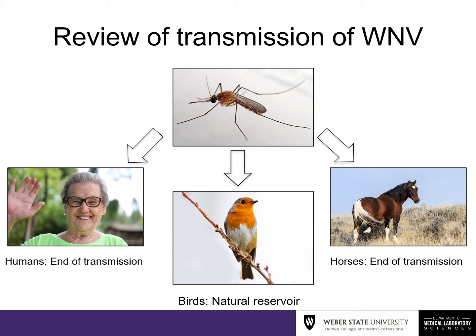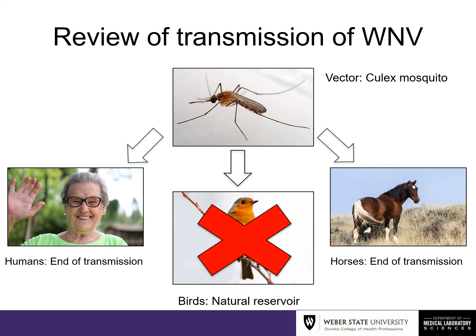So the infected mosquito will feed on the blood of birds, and then the infected birds are considered to be the natural reservoir of West Nile virus. However, the birds will die from this virus, so the mosquito moves on to feed on the blood of horses and humans, and then they are infected too. However, they are considered to be the end of transmission or the end host.